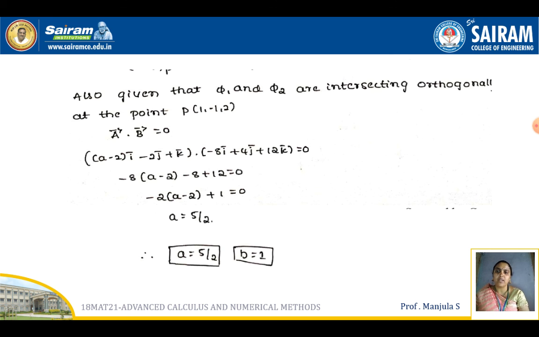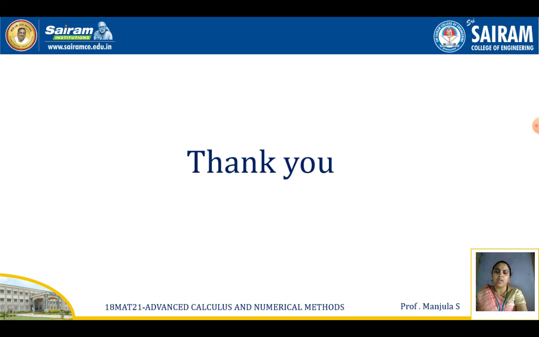Now vector A, vector B, we got the value. Clearly, they say these two surfaces intersect orthogonally, which is nothing but vector A dot vector B equals 0. Now you substitute vector A and vector B and go for multiplication. Here on multiplication, the right-hand side is 0. On simplification, we get the value of a is 5 by 2. So a is 5 by 2 and b is 1. This is our required solution. Thank you.